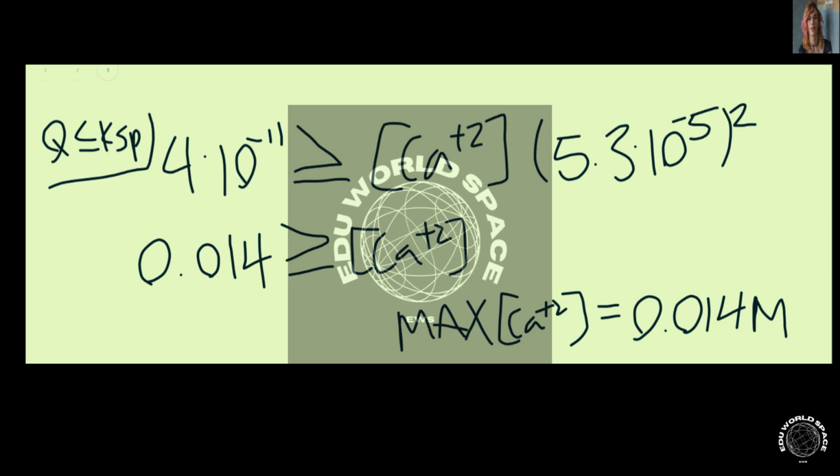So then we just divide both sides by 5.3 times 10 to the negative 5 squared, and we end up with 0.014 is greater than or equal to our calcium ion concentration. So the maximum calcium ion concentration is 0.014 molar.